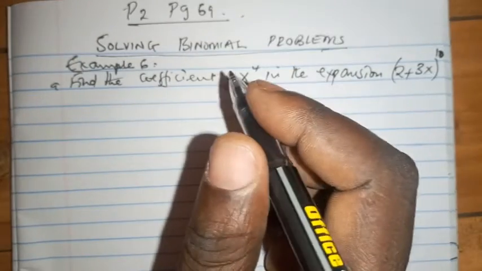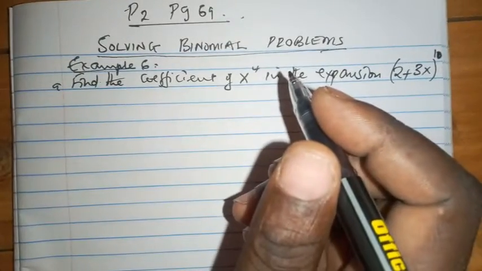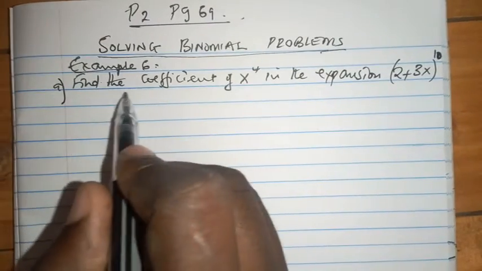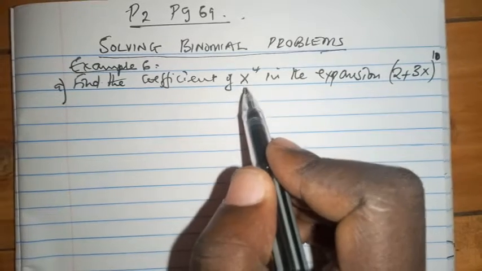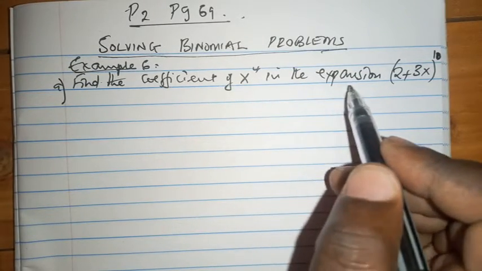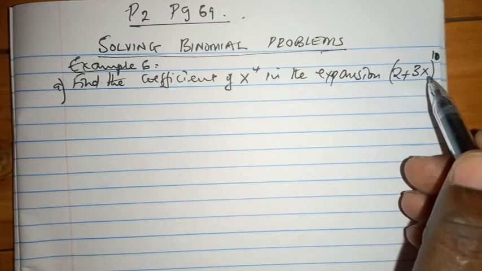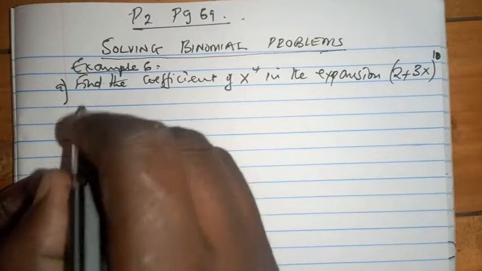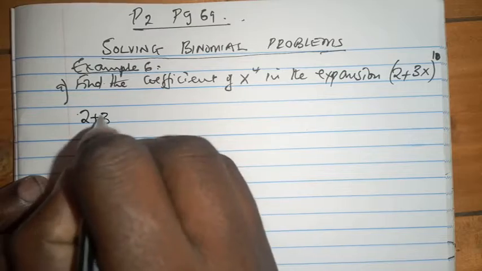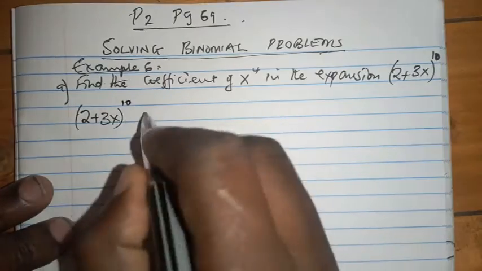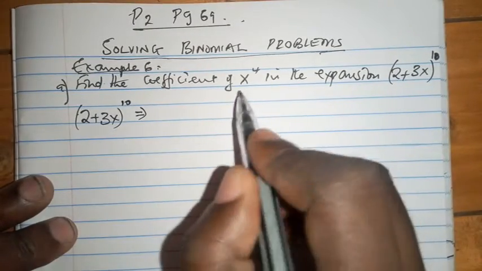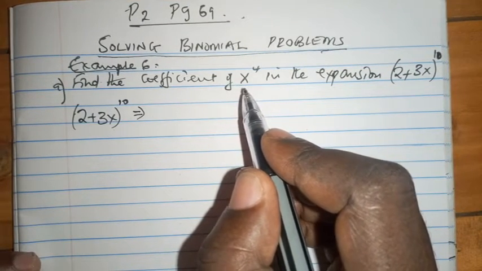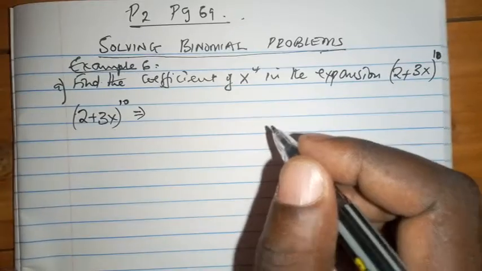Let us go straight to example 6, part A, asking us to find the coefficient of x raised to power 4 in the expansion of (2 + 3x) raised to power 10. We are looking for the term that is going to have x raised to power 4. In this case, our n is 10.